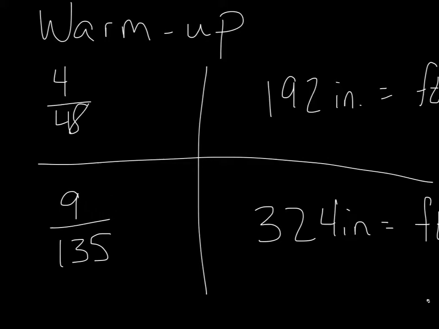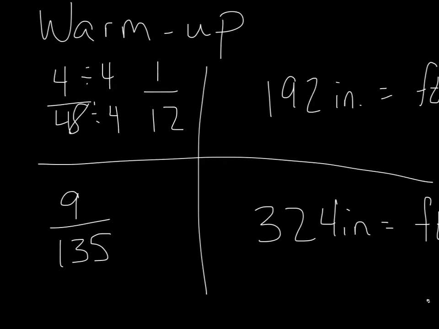So for this first one, what we have to do is find the GCF of 4 and 48. To find the GCF of 4 and 48, we have to figure out what the GCF is. Okay, the GCF in this one is 4. So divide the top by 4, divide the bottom by 4, you get 1 over 12.